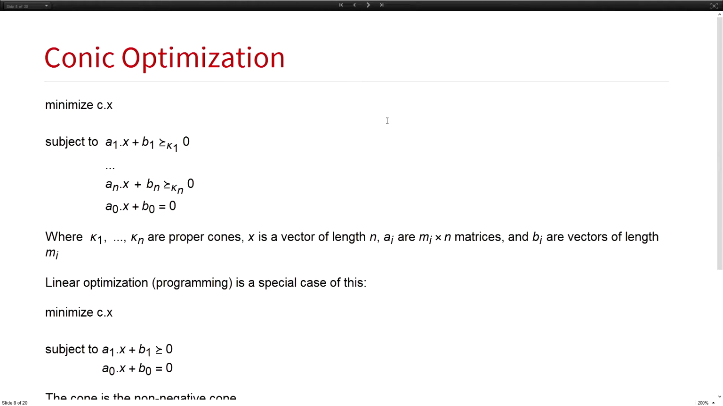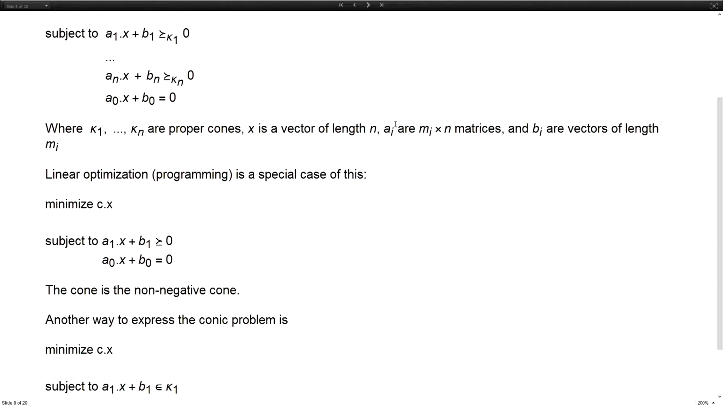But we're going to have affine mappings. So A1x plus b has to be in some cone, which I'll call K1, and so forth. So I have n cones, and then I have the linear equality constraints, which goes with the convex part. These are proper cones, and you can combine cones. So this could be written as a single inequality over the tensor product of all those cones. So it's a cone.